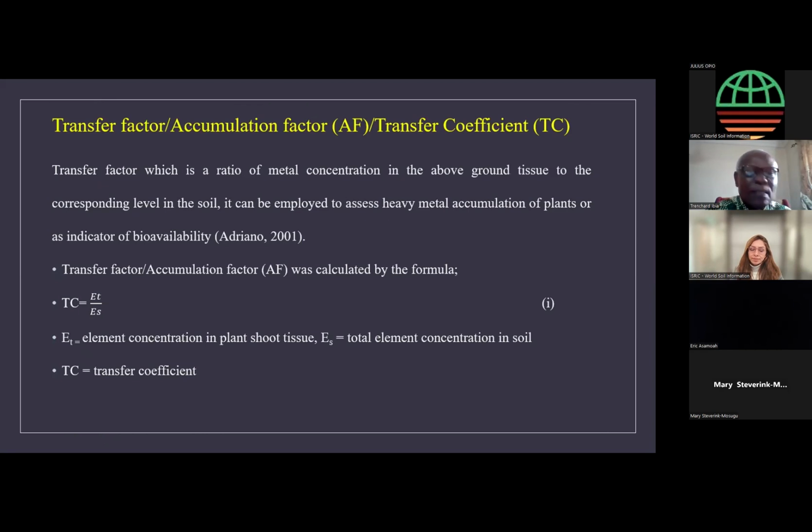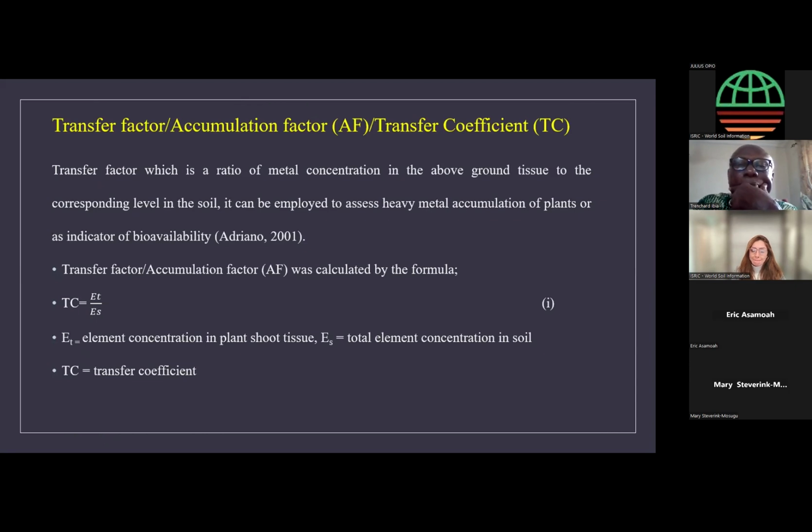For this study, the transfer factor, which is the bioaccumulation factor, was calculated as the ratio of metal concentration in above ground tissue of the plants to the corresponding level in the soil.